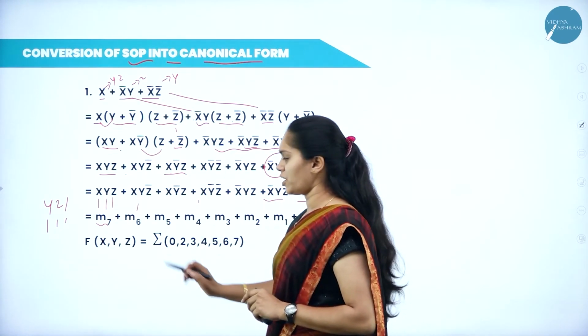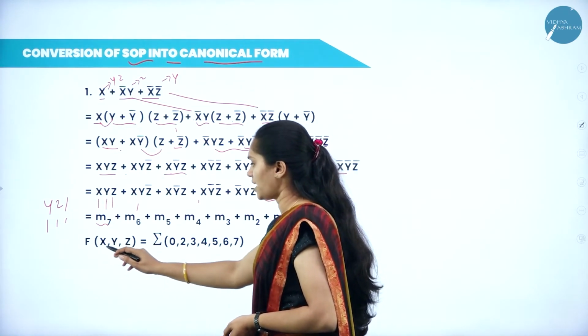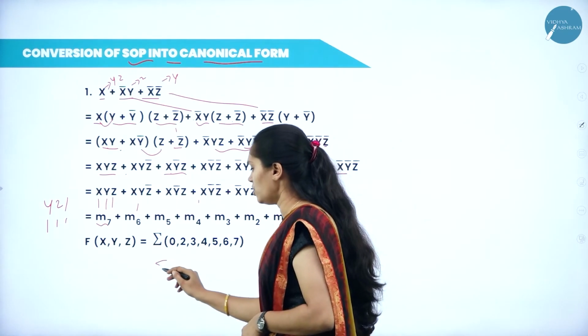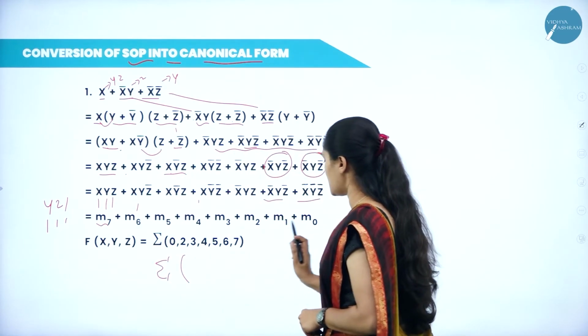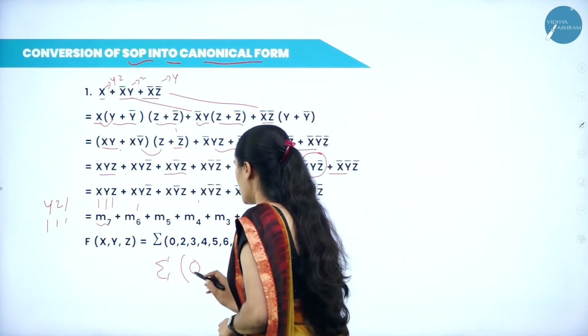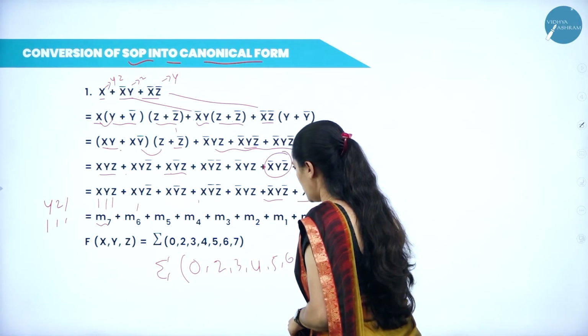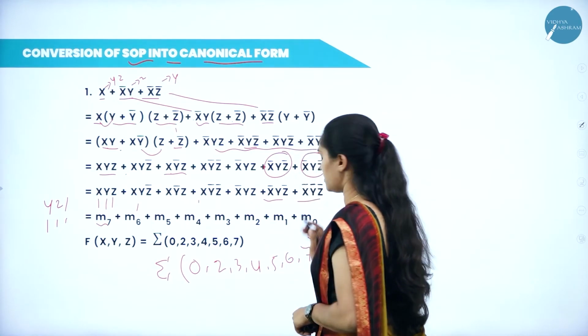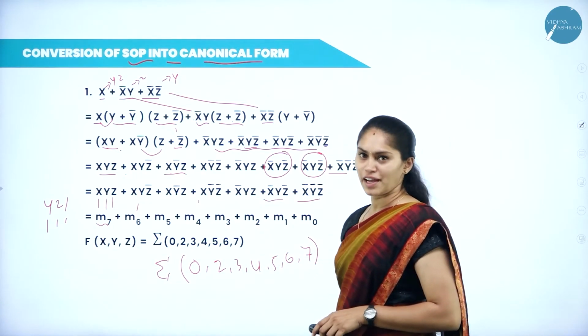So how are we going to find the sum of the minterm? F of x comma y comma z is equal to, we have to use a symbol called summation, and I am taking a designation here that includes 0, 2, 3, 4, 5, 6, 7. This is how we are going to find the conversion of SOP into canonical form.